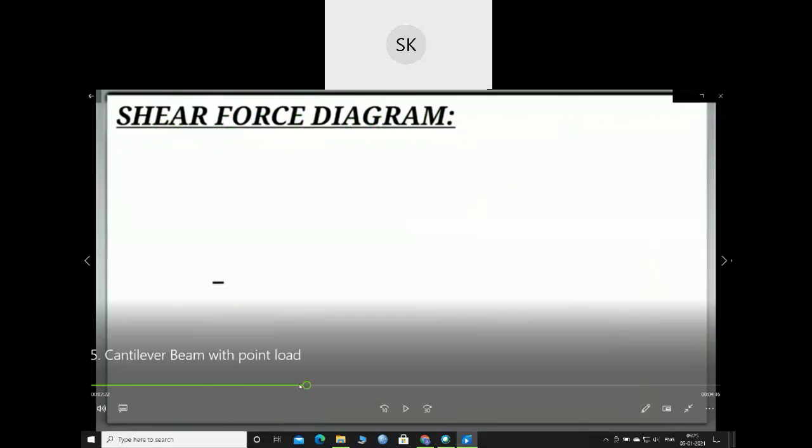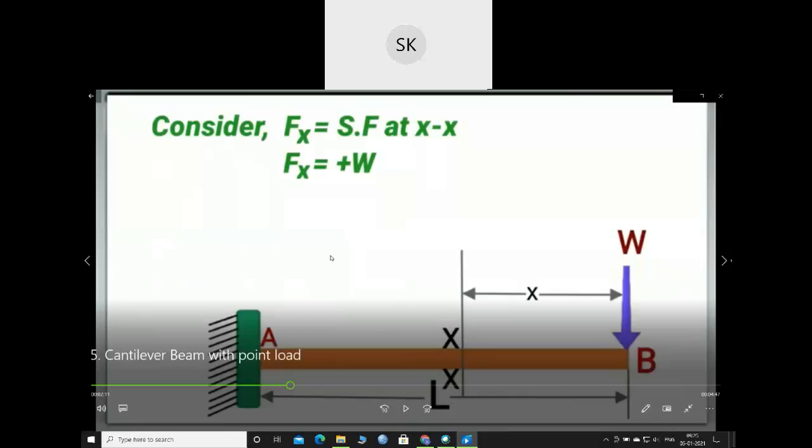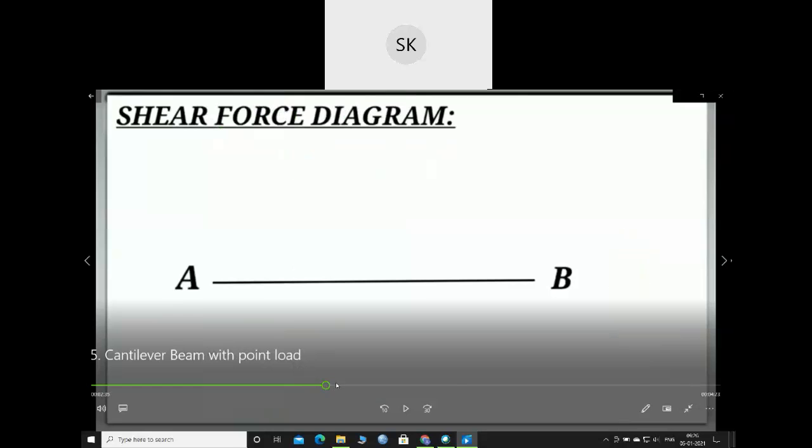If I consider a section somewhere else and want to know the shear force there, it will be the same, only W, because there are no other external forces. In a cantilever beam there are no reaction forces, the reaction forces are zero, so the only upward shear load will be W. So at AB it will be W, and at A also it will be W. So my shear force diagram will become like this.